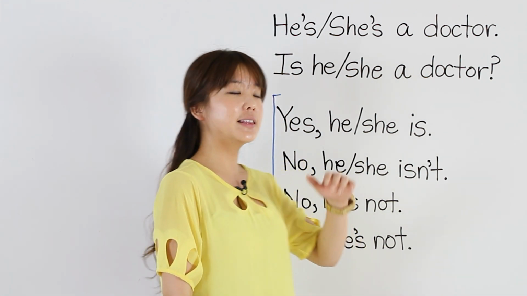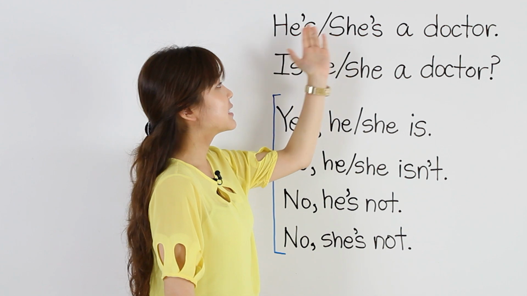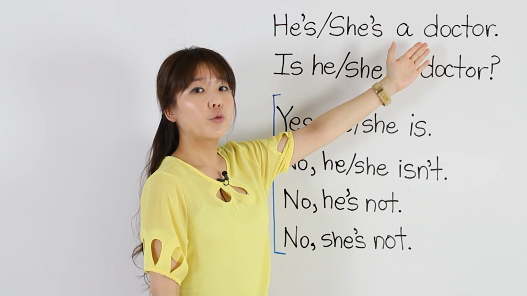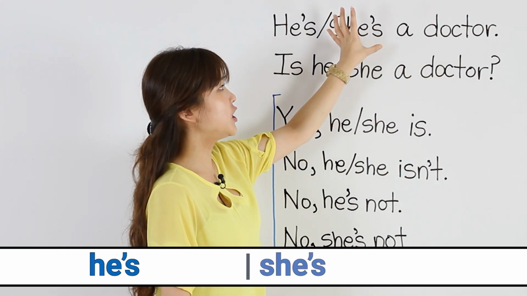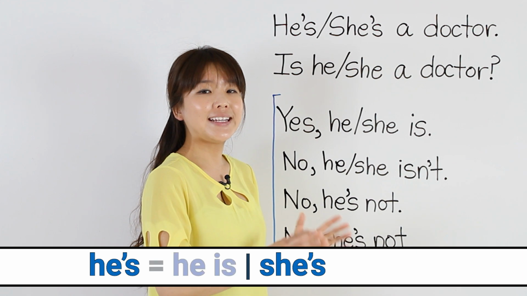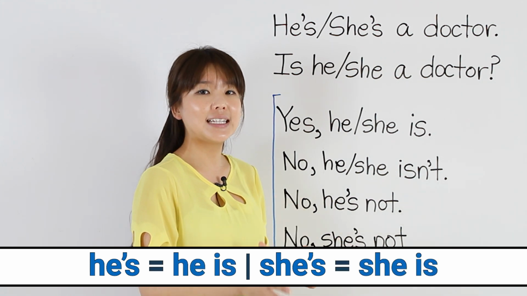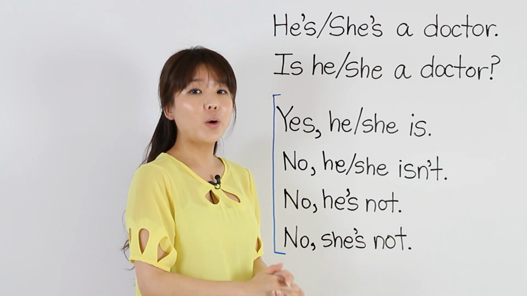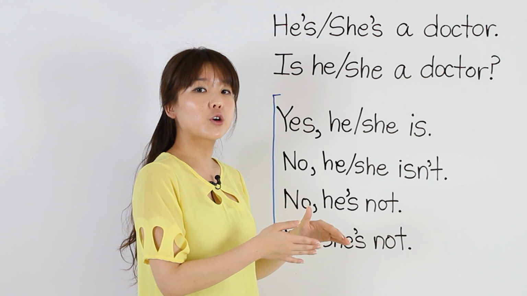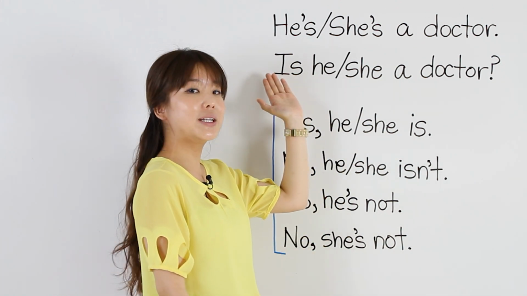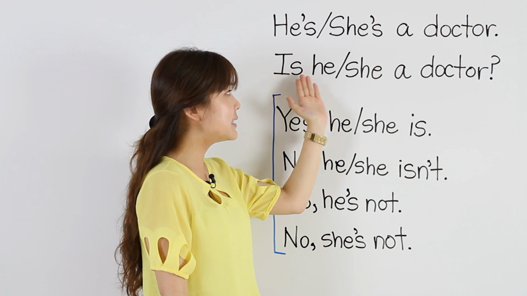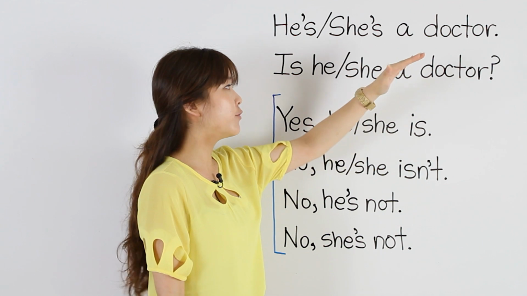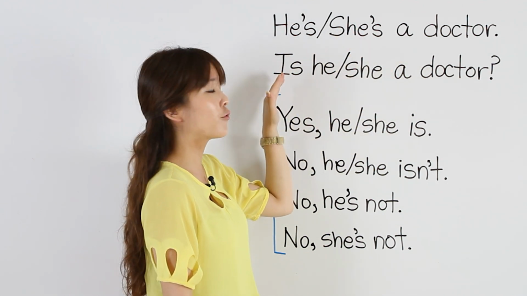questions. So let's look at the sentence on the board. He's a doctor. Or she's a doctor. Remember, he's and she's are contractions for he is and she is. The be verb there is. So when we make a question, we have to move the be verb to the front. Okay, so we put is in the front. Is he a doctor? Is she a doctor? Okay, very easy. Just put the be verb in the front.